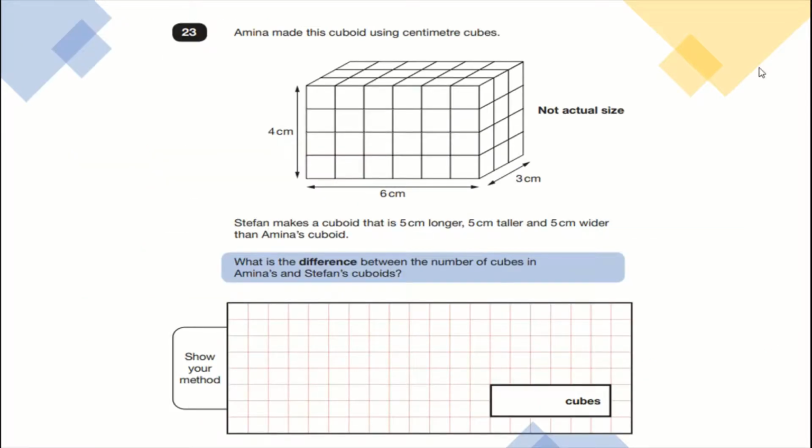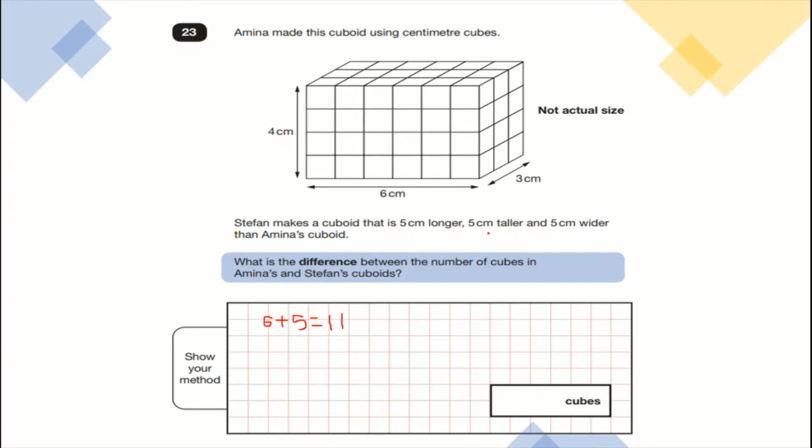Here we have our last question. Question 23. Amina made this cuboid using centimetre cubes. Stefan makes a cuboid that is 5 centimetres longer, 5 centimetres taller, and 5 centimetres wider than Amina's cuboid. What is the difference between the number of cubes in Amina's and Stefan's cuboids? So first of all, we're going to work out how many centimetres each side of Stefan's cuboid equals. So if it's 5 centimetres longer, we're doing 6 plus 5. This gives us 11.